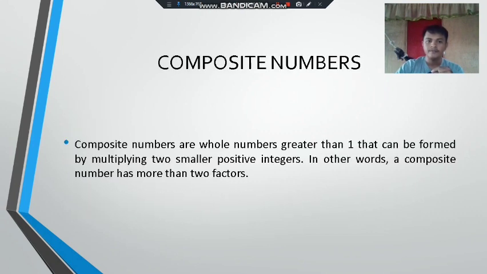Composite numbers. Composite numbers are all numbers greater than 1 that can be formed by multiplying two smaller positive integers. In other words, a composite number has more than two factors: 2, 4, 6, 9, 10, 12.